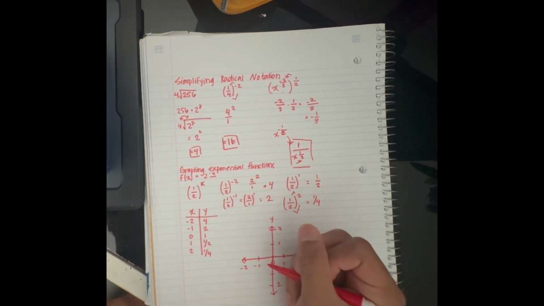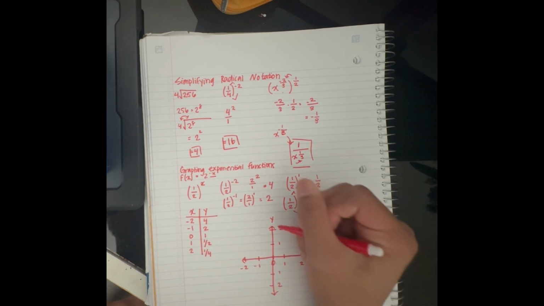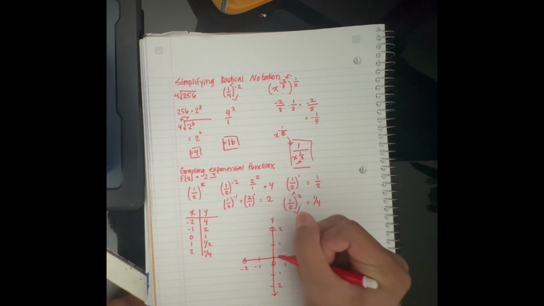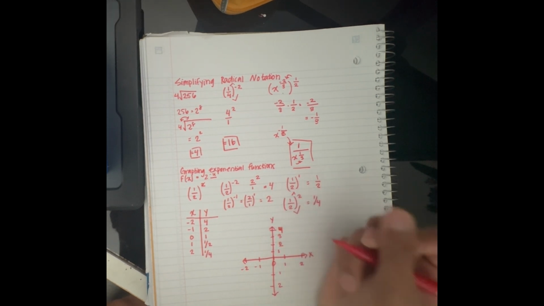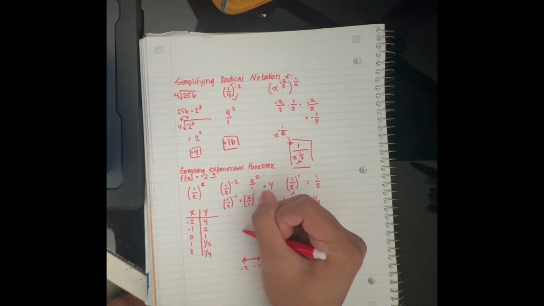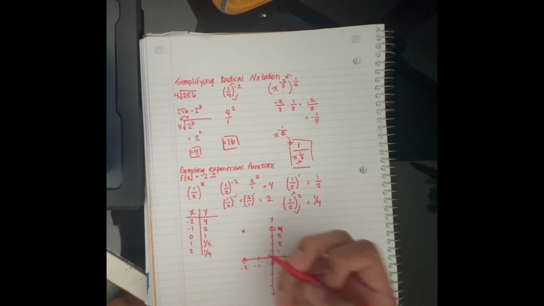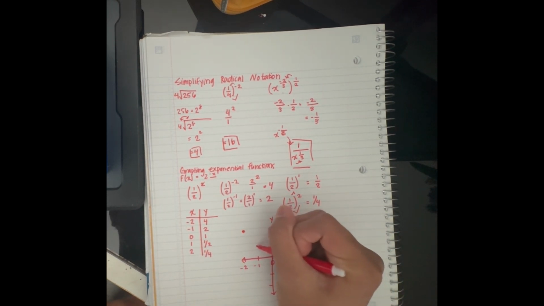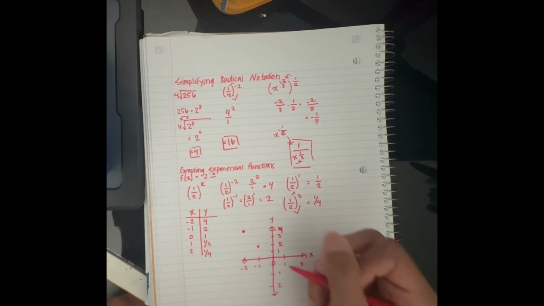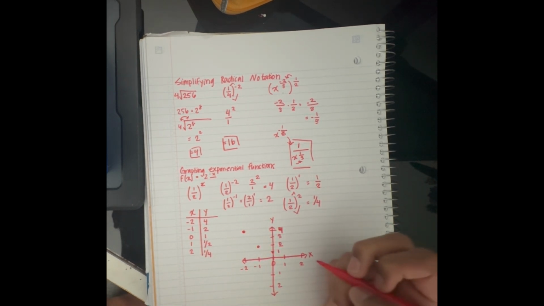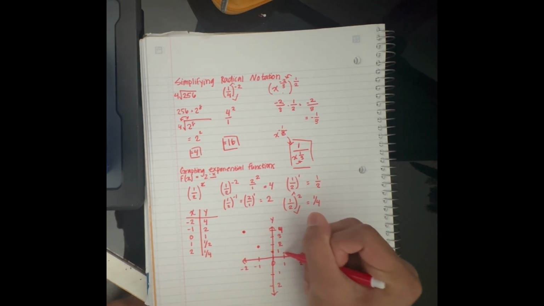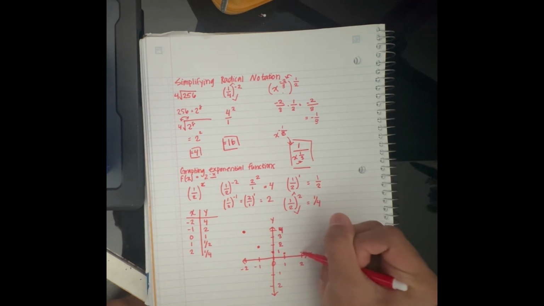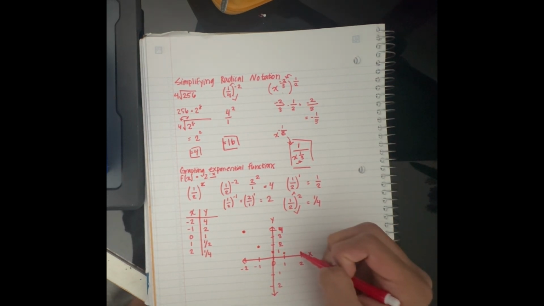So we're going to do our first plotting. So -2 and 4. Oh shoot, I messed up. I need to go 1, 2, 3, this is 4. So negative 2, 4 is going to be up here. And then next one is negative 1, 2. Okay, and then next one's just 0, 1. And then 1, 1/2. So that's probably be around here. And 2, 1/4 can be like half of that.